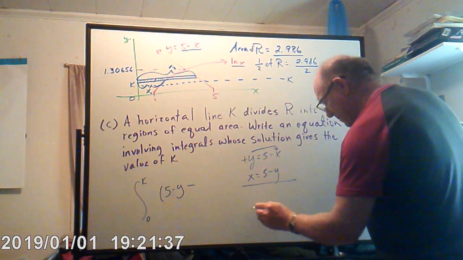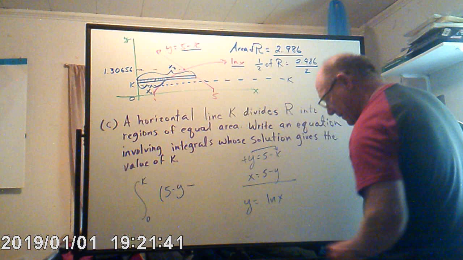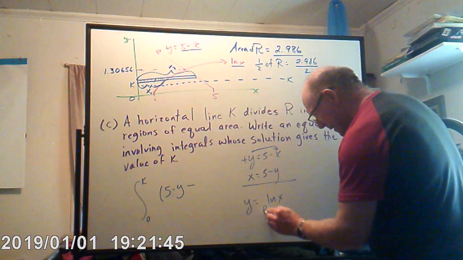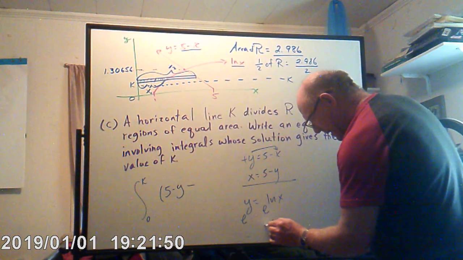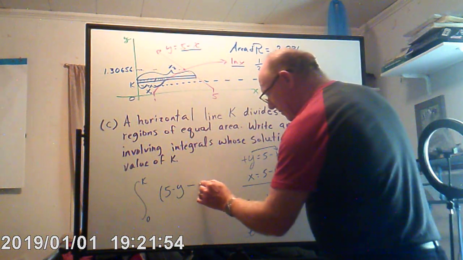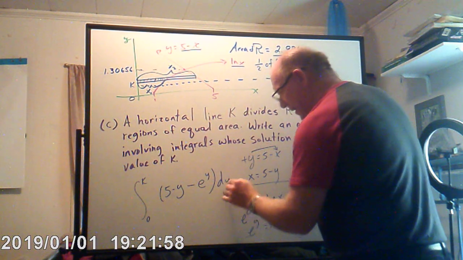So here we go. y equals ln of x. Remember how to get rid of the ln. That's just e. e to this side equals e to the y. So now x is equal to e to the y. So e to the y, right there. Now dy right there.